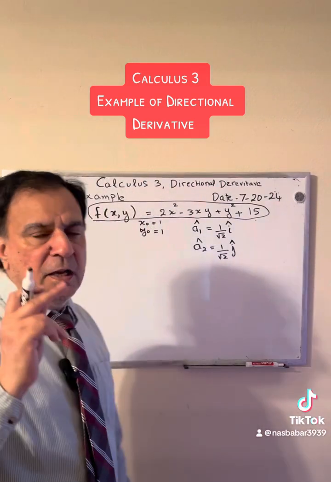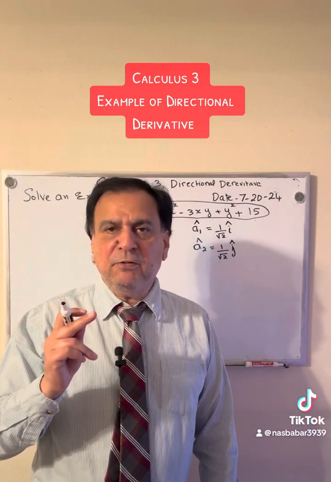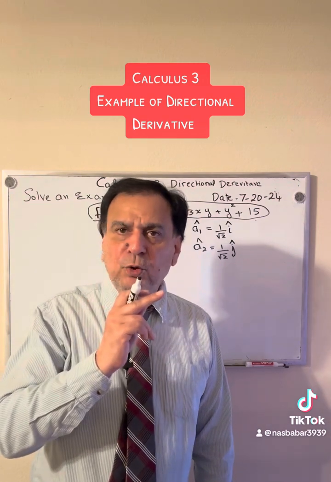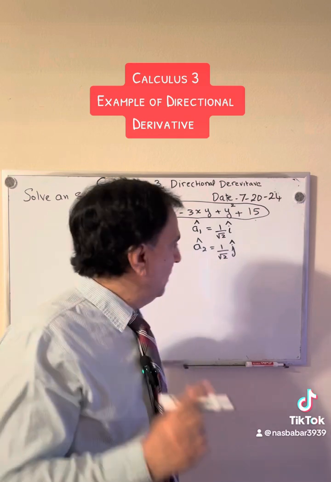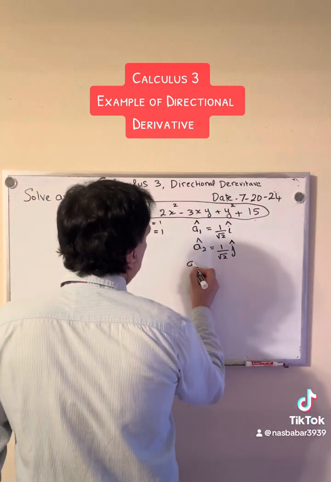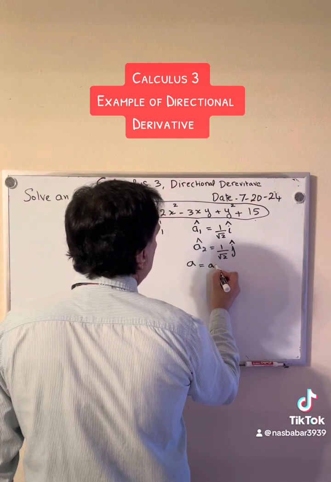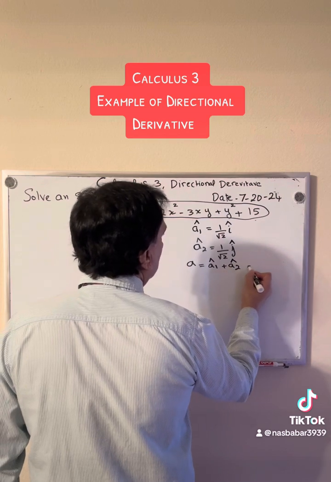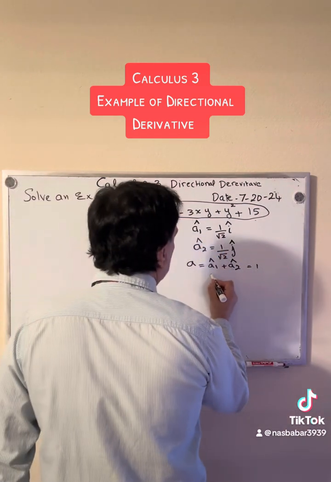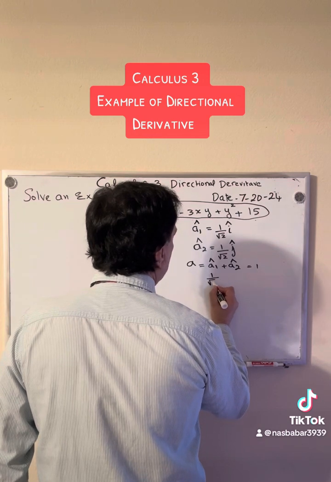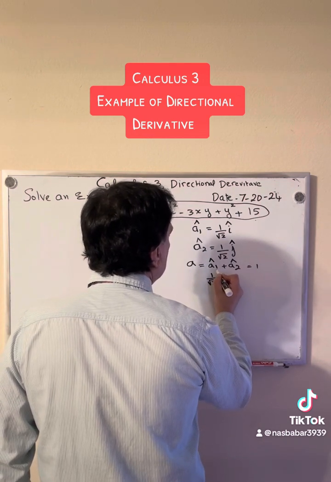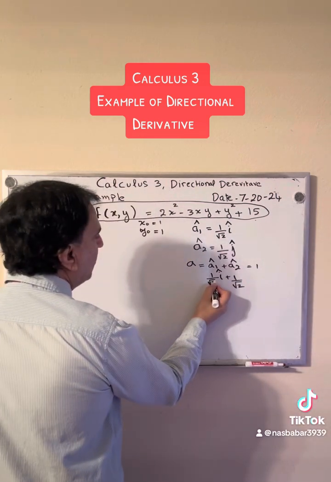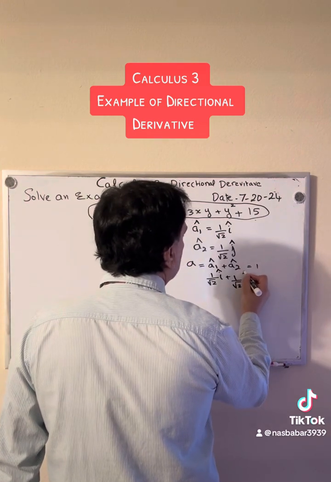So first thing, anytime you want to find a directional derivative, you need to make sure that the sum of the vector's x component and y component is 1. So let's go ahead and do that. We're going to verify if a, which is a1 vector plus a2 vector, is equal to 1. So a1 right here is 1 over square root of 2 i, plus 1 over square root of 2 j, sorry, I said half, it's square root of 2.